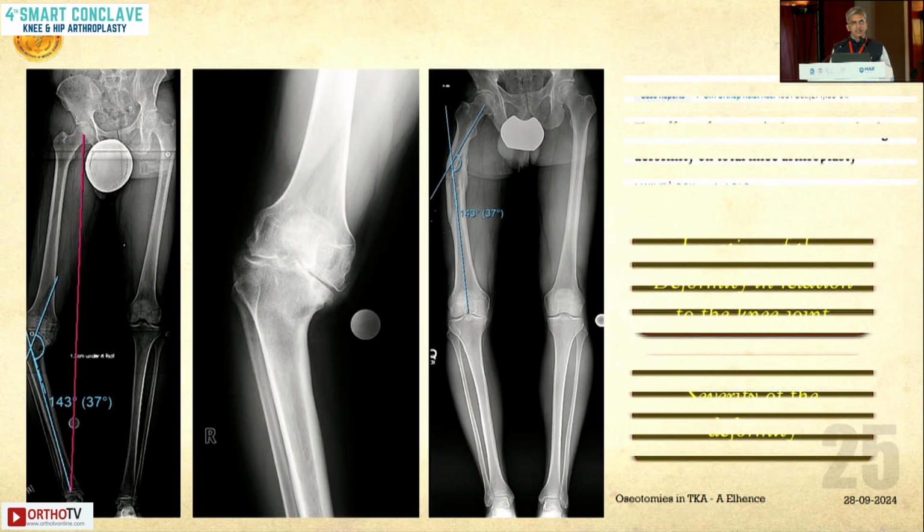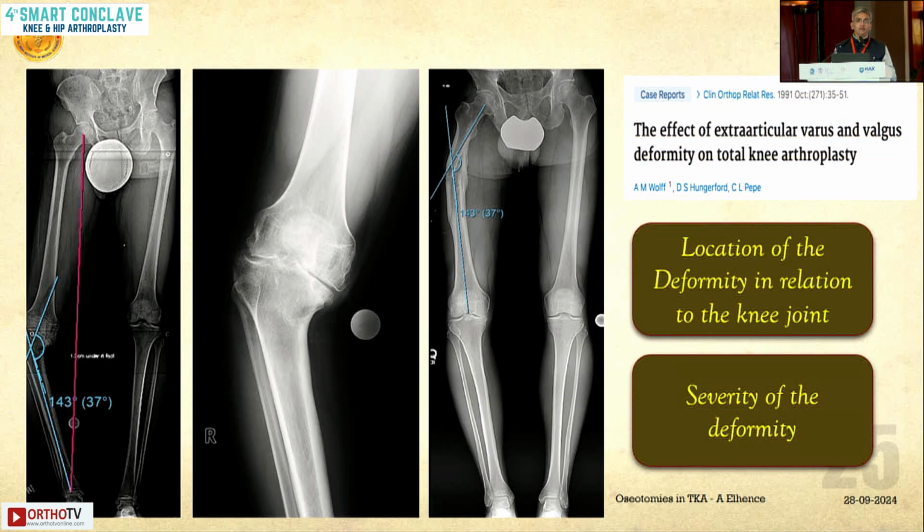And the last in this group of patients is the extra-articular deformities. Mrinal has already touched on them. So the basic crux of these deformity corrections is whether the deformity is close to the joint, which tends to affect the imbalance much more, or whether it is distal to the joint. Distal to the joint needs a separate extra-articular correction.